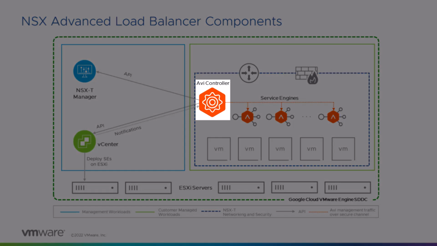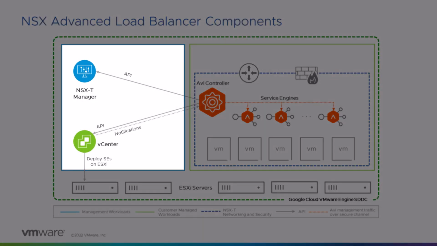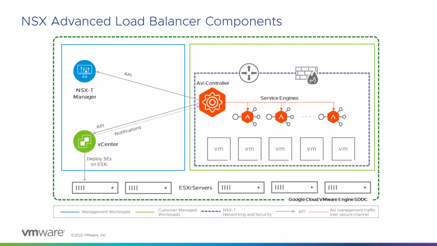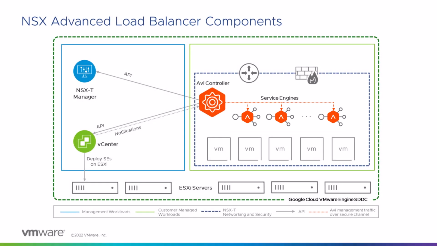The AVI controller is deployed first and communicates with vCenter and NSX to provision service engines, coordinate resources, monitor traffic, and provide a web interface for administrators. The service engine VMs, which are automatically deployed and managed by the controller, reside in the data plane to provide the virtual services for an organization's applications.